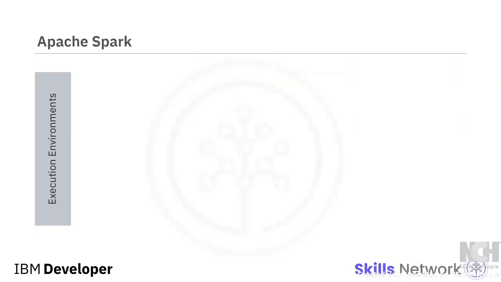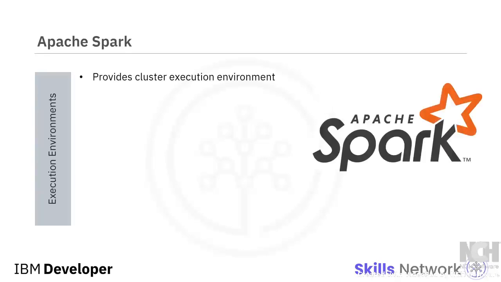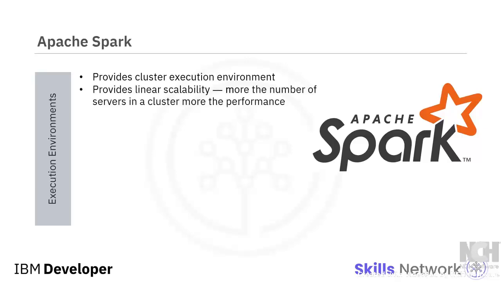Sometimes your data doesn't fit into a single computer's storage or main memory capacity. Therefore, cluster execution environments exist. The extensively famous Apache Spark is among the most active Apache projects that are used across all industries, including many Fortune 500 companies. The key property of Apache Spark is linear scalability. This means that if you double the number of servers in a cluster, you roughly double its performance.